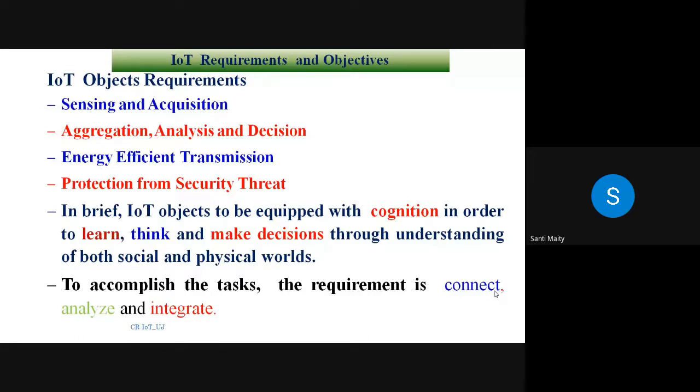I have already told what is expected to be in an IoT object, that it has some cognition, the ability to learn, think, and make decisions. And in order to do this, it has to have certain kinds of jobs to connect, analyze and integrate, and the connectivity is an important issue.